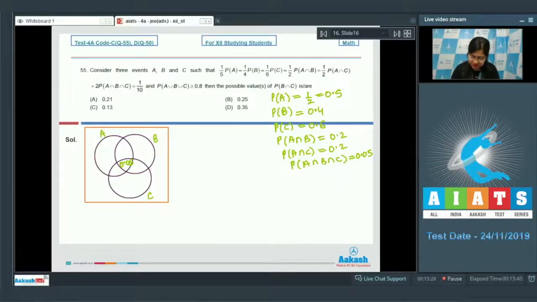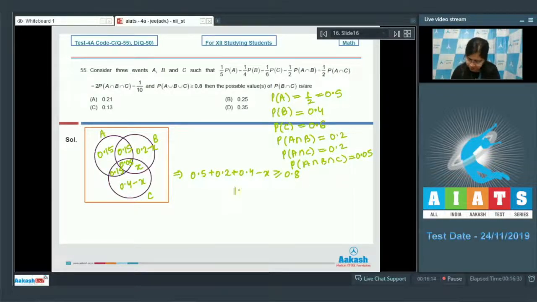Now A intersection C is 0.2, so this is 0.15. Similarly, A intersection B, this is also 0.15. Let us assume this as x. So this is 0.2 minus x, and this is 0.15, and this is 0.4 minus x. Right? So it has been given that probability of A union B union C is greater than equal to 0.8. So let us find probability of A union B union C. So probability of A is 0.5 plus 0.2 plus 0.4 minus x. This is greater than equal to 0.8.